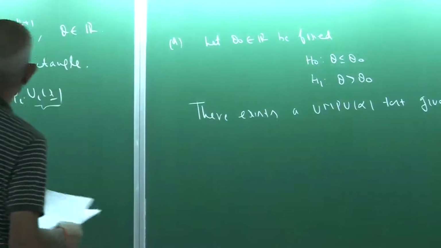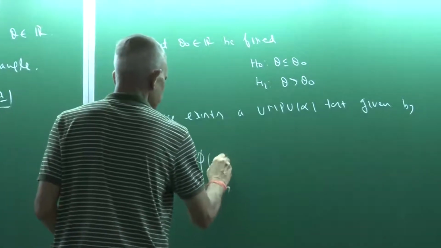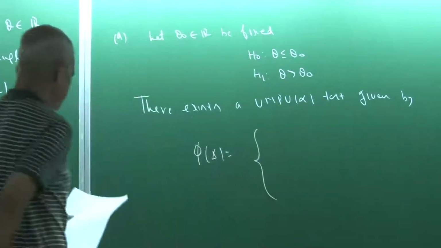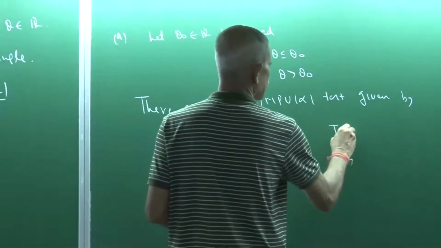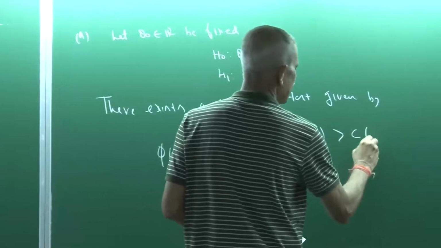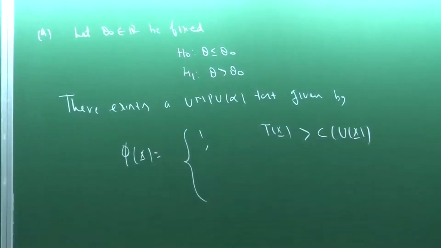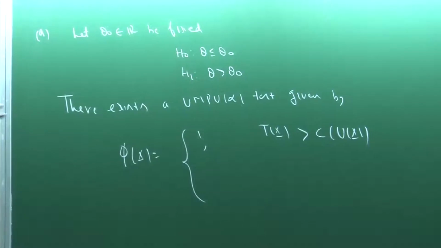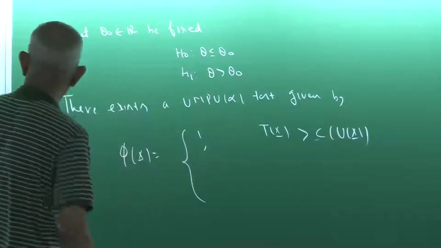So the nature of the test is exactly the same, which is 1 if Tx is greater than C times Ux. Now this constant depends on this vector Ux. So if there were no U's, it would be only C. So it is more general than the result which we did earlier.